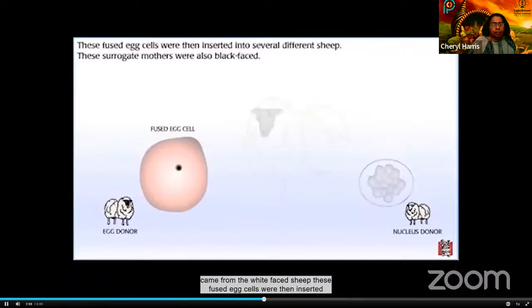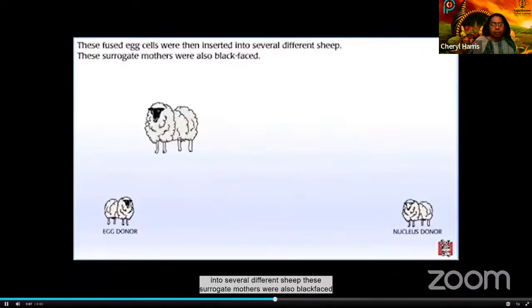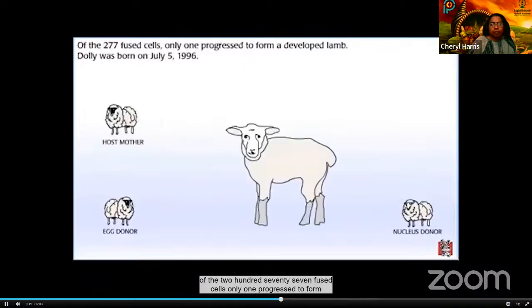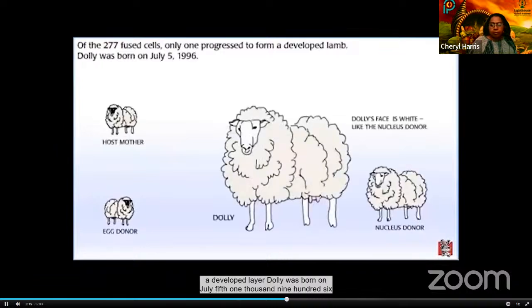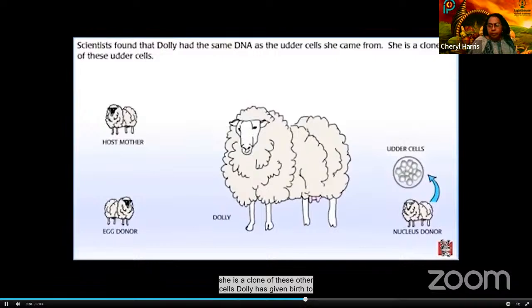These fused egg cells were then inserted into several different sheep. These surrogate mothers were also black-faced. Of the 277 fused cells, only one progressed to form a developed lamb. Dolly was born on July 5, 1996. Scientists found that Dolly had the same DNA as the udder cells she came from. She is a clone of these udder cells.